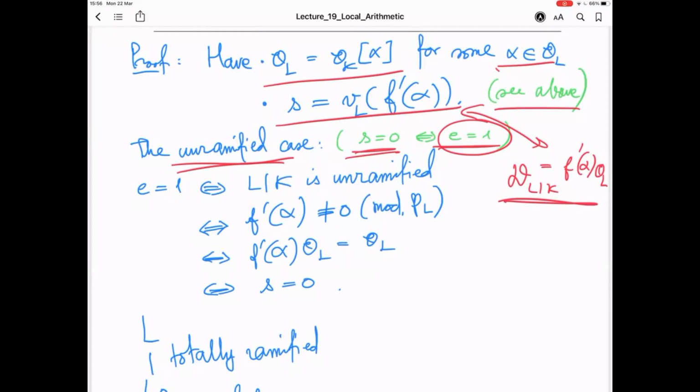Because F of alpha is going to be congruent to 0 modulo PL, of course, because F of alpha is actually equal to 0, and this alpha bar is non-zero. Goodness.